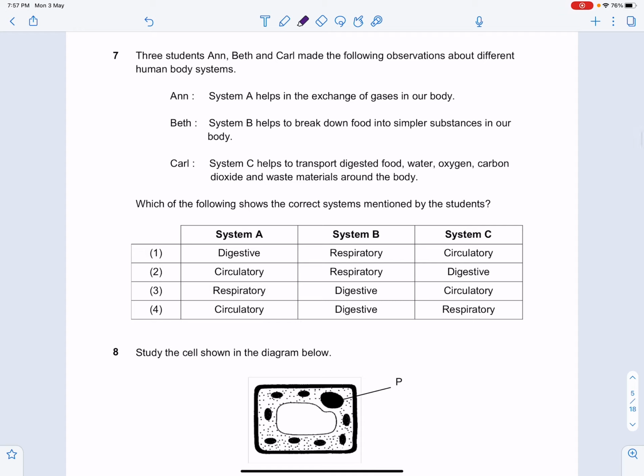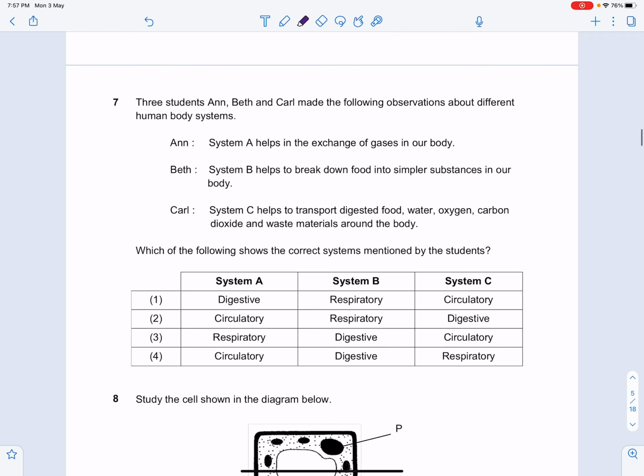So three students, Anne, Beth, and Carl, make the following observations about different human systems. The question asks, which of the following shows the correct systems mentioned by the students? So what are the hints? What did Anne say? System A helps in the exchange of gases in our body. Right from the start, exchange of gases, I already know that this has to be the respiratory system, because that's the one that helps with gaseous exchange and nothing else.